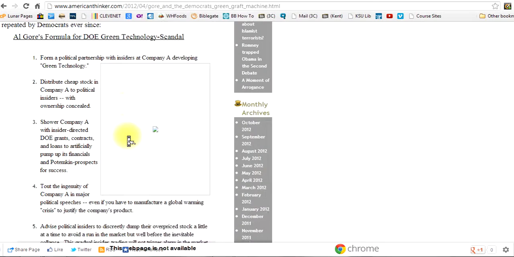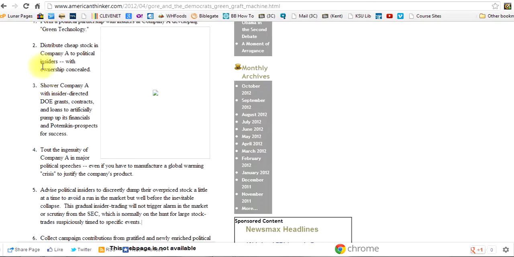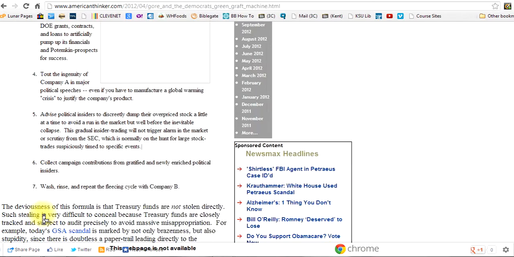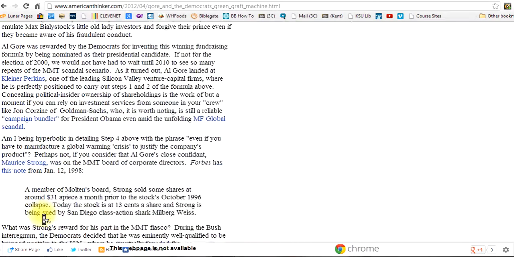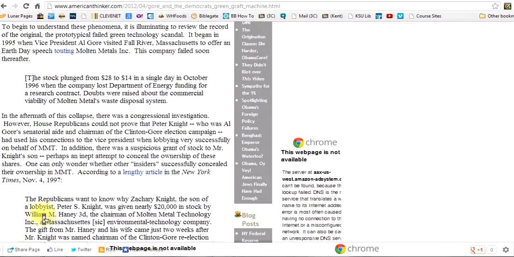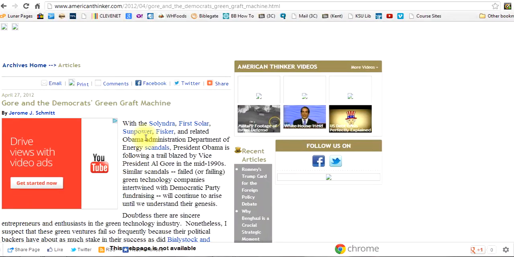He has so much data here that he actually has a pattern going. Here are the steps. See "Al Gore's formula for a DOE green technology scandal." There are six, seven steps here. The way this works is that Schmidt, the author, has tried to watch Gore, read about Gore, and learn about Gore, and he saw enough of these things happening to say, hey, there's a pattern here. This series of events happened once, it happened twice, it's happening a third time. Now Obama is doing it. They're Democrats. It's a pattern.